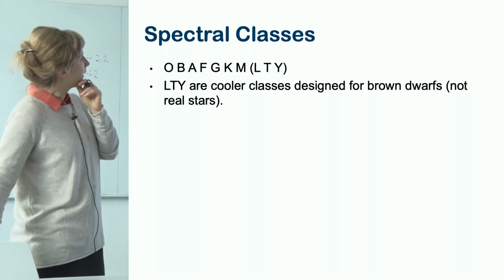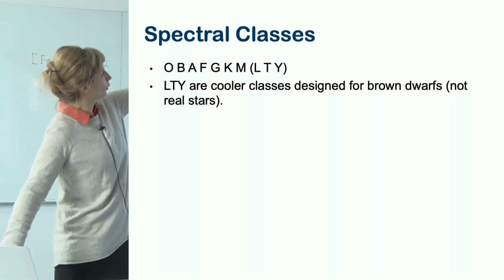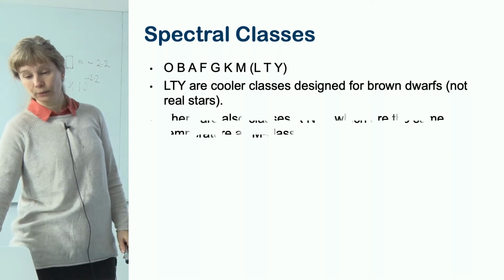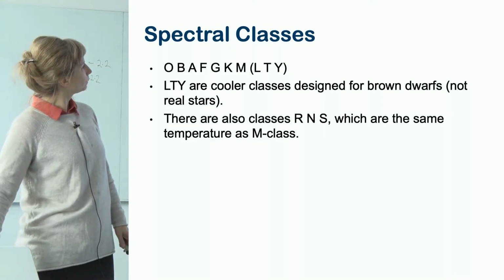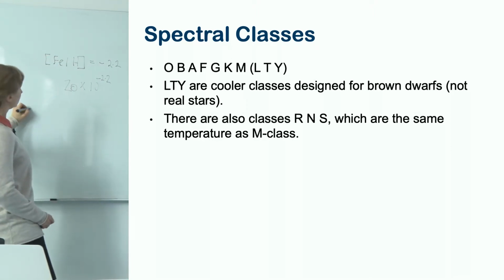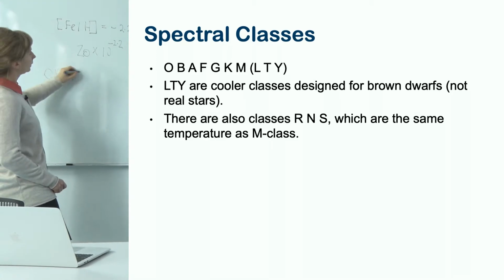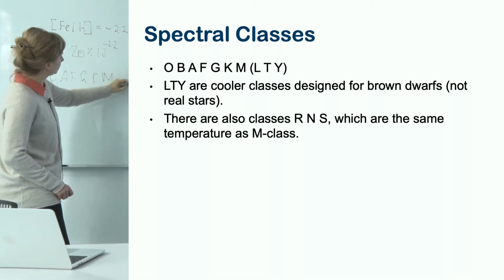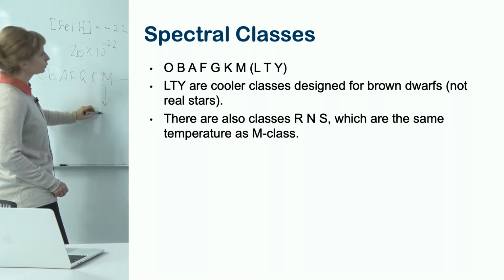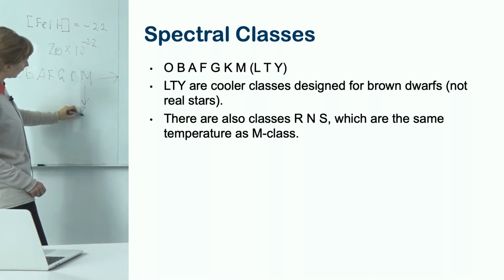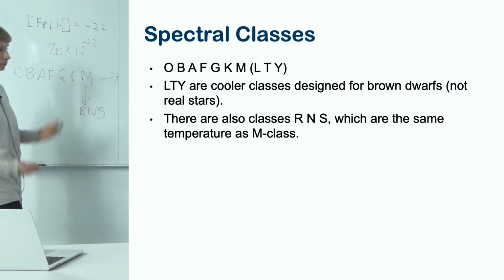So we have O, B, A, F, G, K, M. I've actually added those three, L, T, Y. These are spectral classifications that were added later on. These are for brown dwarfs. There are also an alternative sequence. So we have O, B, A, F, G, K, M. And then there are the cooler sequences. M actually splits into a few. So there's an alternative sequence which have the same temperatures as the R, N, and S.